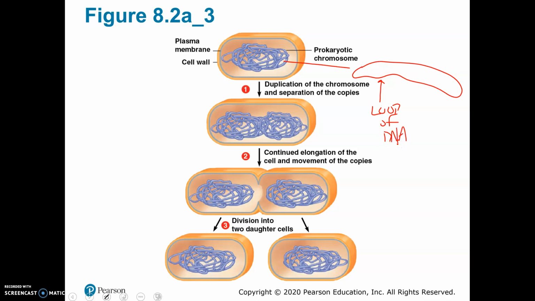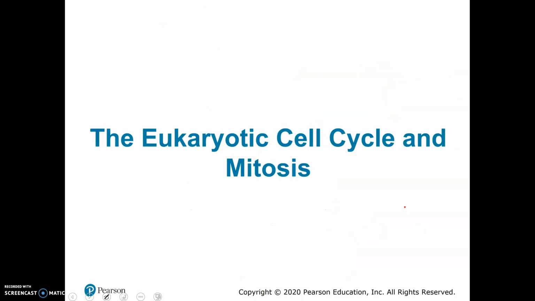And what it's going to do, it makes a copy of itself. The whole thing splits in half. And this can be as quick as about 20 minutes. So bacteria reproduce very, very quickly because it's a very simple process. All right, let's talk about eukaryotic cells. Now, eukaryotic cells are a bit more complicated.